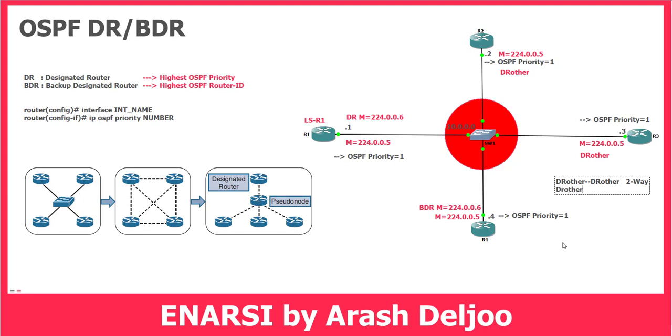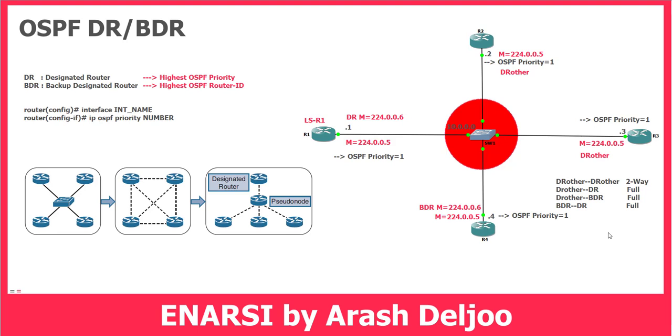DR other with the DR can reach the full state. Why? Because they should exchange the link state information with each other. Also, DR other with the BDR can reach the full state, and after that BDR with the DR can reach the full state again. I will show you.